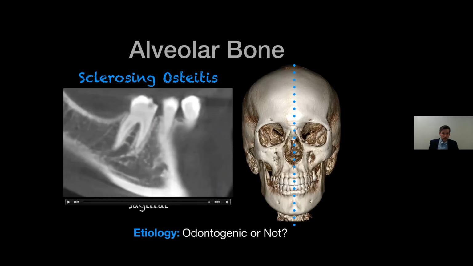Some of us in school learned condensing osteitis as another word for that. But this is just where the periapical inflammation is long-standing enough to actually start to form really, really sclerotic bone around the apices of the teeth. So when I see this sclerosing osteitis, that just tells me, hey, this apical inflammation has been there for quite some time.